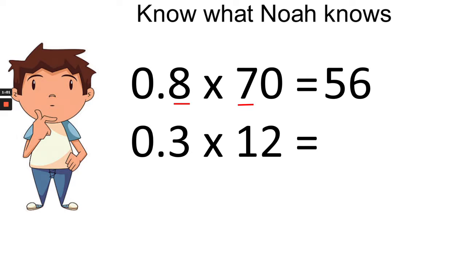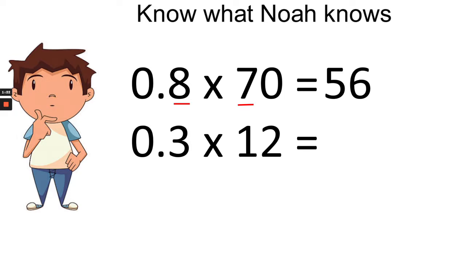Another way to check is with a simple estimate. 0.8 is almost 1. 1 times 70 is 70. I need an answer as close to 70 as I can with my related fact. 56 is the closest number I can make to 70. It's a good way to check.